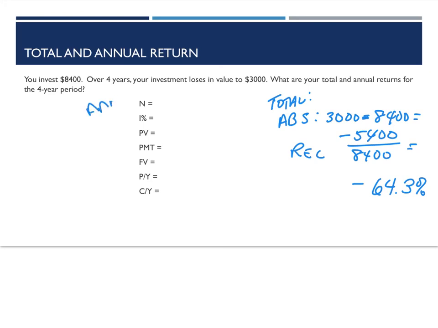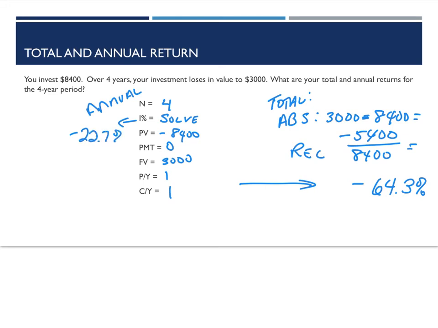The annual return is going to look the same as it did before. Annual return for 4 years. I'm solving for my interest, not making any payments. This time I paid $8,400 and I got back $3,000. So if my total return was negative, I expect my annual return is also going to turn out negative. And it does, negative 22.7%. What that means is I lost 22.7% of my investment every year.